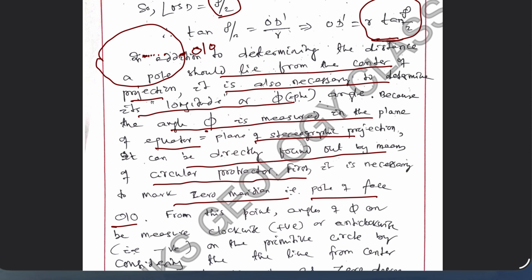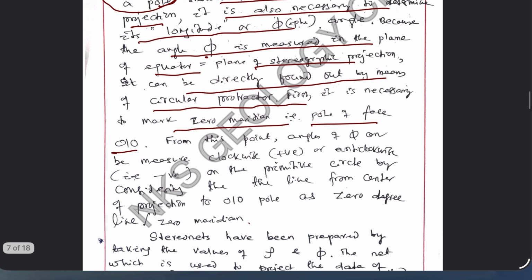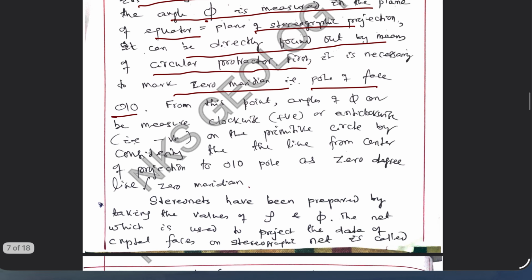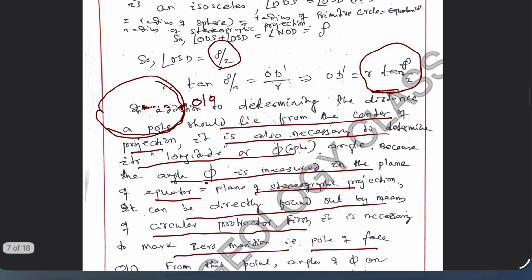So latitude or rho angle can be plotted, OD dash will be plotted like this in this triangle, and longitudes will be plotted on this side. The phi angle can be measured clockwise positive or anti-clockwise negative in the primitive circle. If this is the primitive circle, phi angle can be measured in this direction and in this direction.